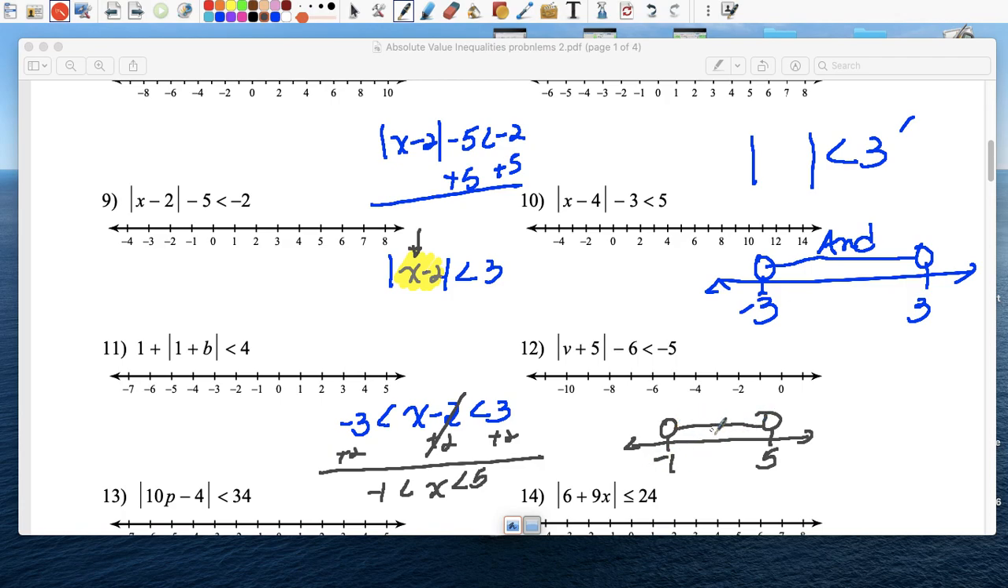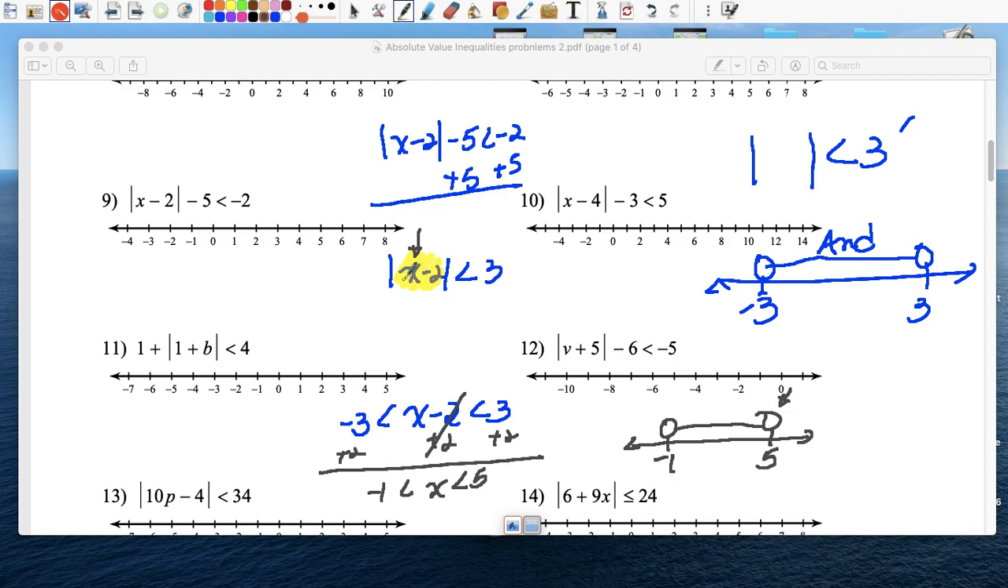Let's try one. Let's try 0. 0 minus 2 is -2, and the absolute value of -2 is 2, which is less than 3. Let me pick 4. 4 minus 2 is 2. Does that work? Yes. Let me pick 5. 5 minus 2 is 3, and 3 is definitely not less than 3, so that doesn't work. That confirms that 5 is how far you can go on the positive side.